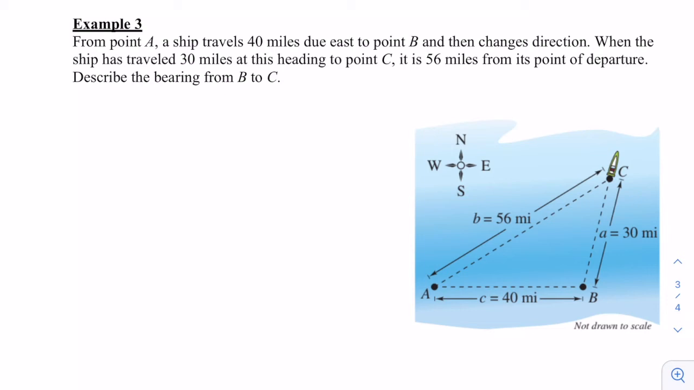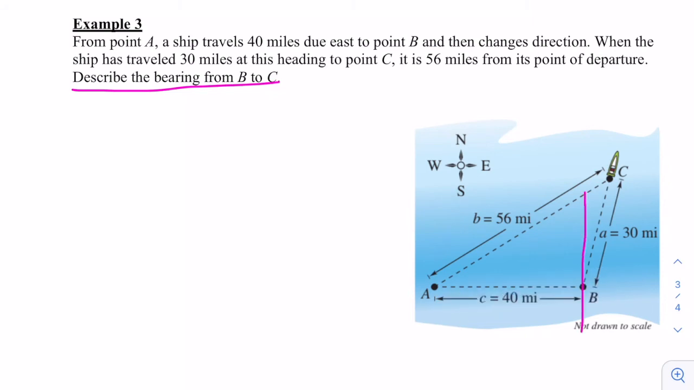So here we have the ship. It's leaving its port from A and goes 40 miles east to point B, and then it changes direction so that it goes 30 miles, and then from that distance, it will be 56 miles away from its point of departure. So what we want to figure out is the bearing from B to C. If you remember, it's always important to think of bearings in terms of north, south, east, and west.